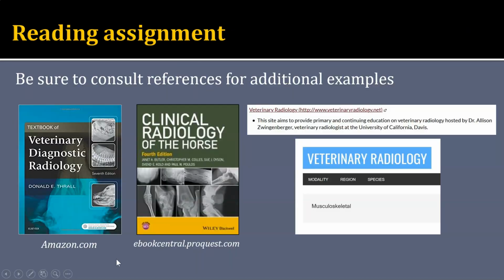So that concludes the cases that I want to go through with you. And again, I just really strongly recommend that you spend some time looking at examples of these different types of skull disorders in the 2 textbooks you have, as well as perusing that link to the veterinary radiology website, where you could go through the musculoskeletal cases and look for additional skull cases for your experience and practice.